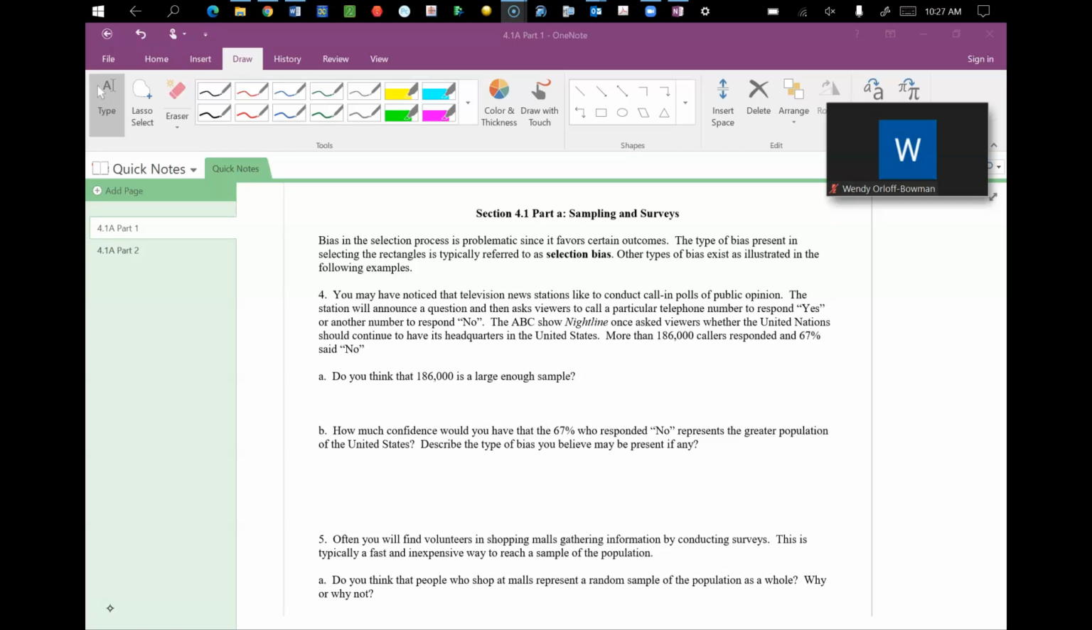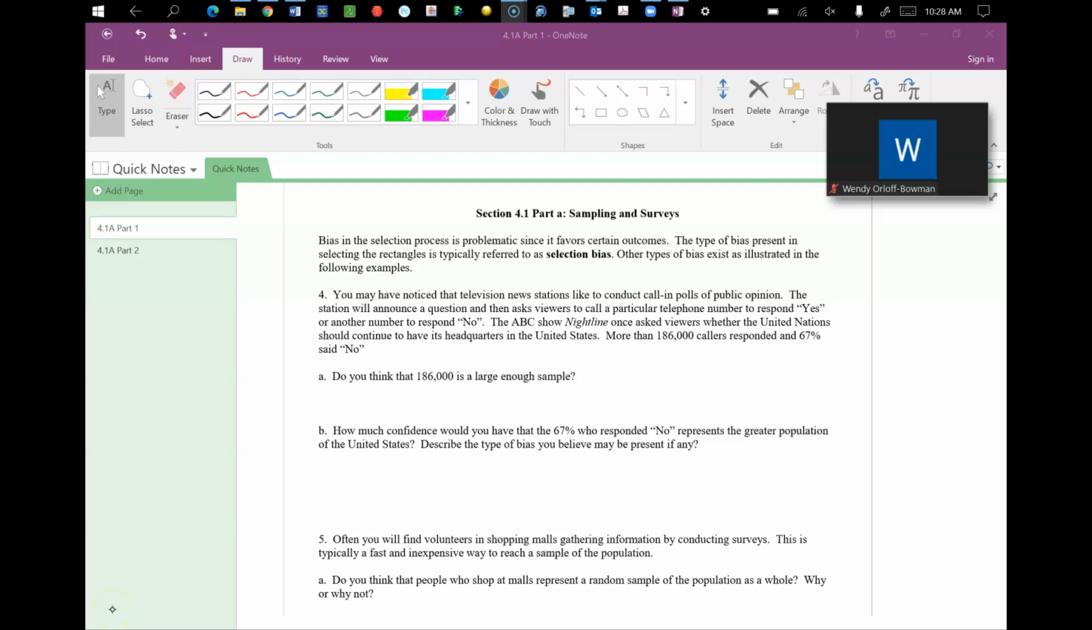For your information, the College Board is not so big on you remembering the names of the types of bias, but typically what they would do if they asked you a question is they would ask you to describe the bias that is occurring and its impact on the data that was collected.